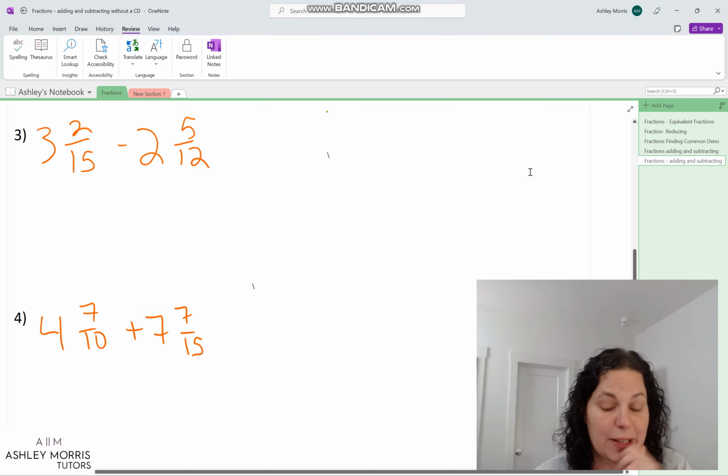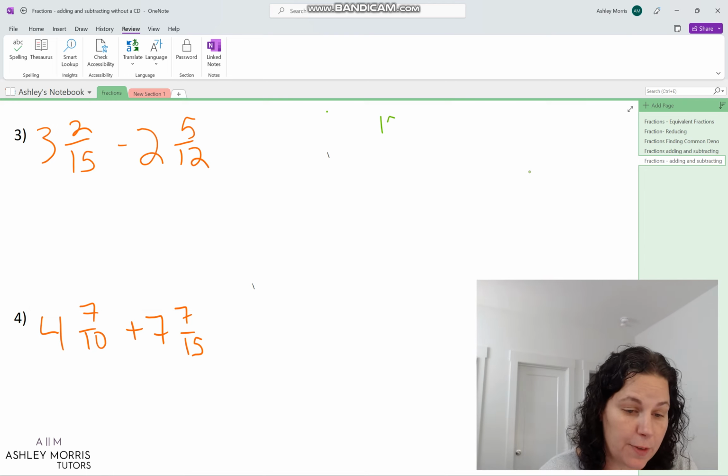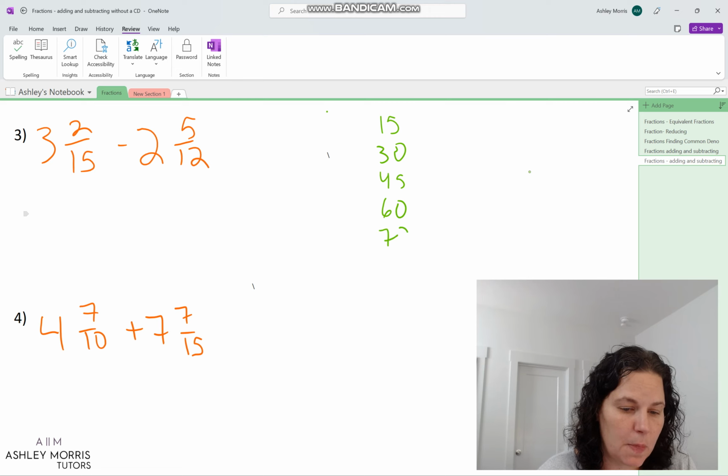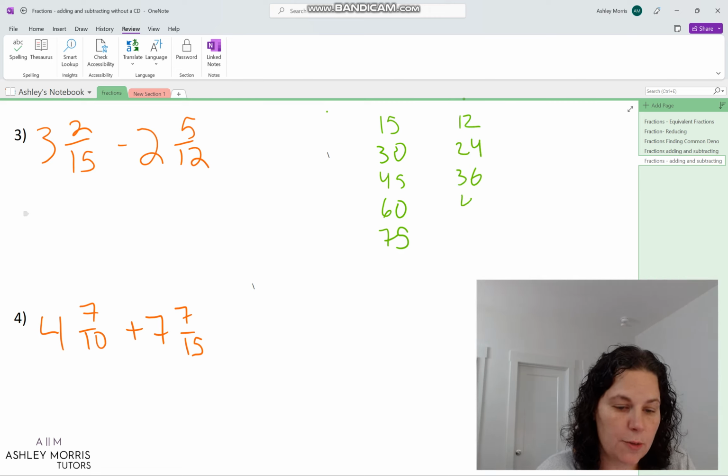For number 3, 15 and 12. If you want, come over to the side. 15, 30, 45, 60. What's after that? 75? And then 12, 24, 36, 48, 60. Oh, ta-da, 60. 1, 2, 3, 4, so that was times 4. 1, 2, 3, 4, 5, so that was times 5. So that's what we're going to do.